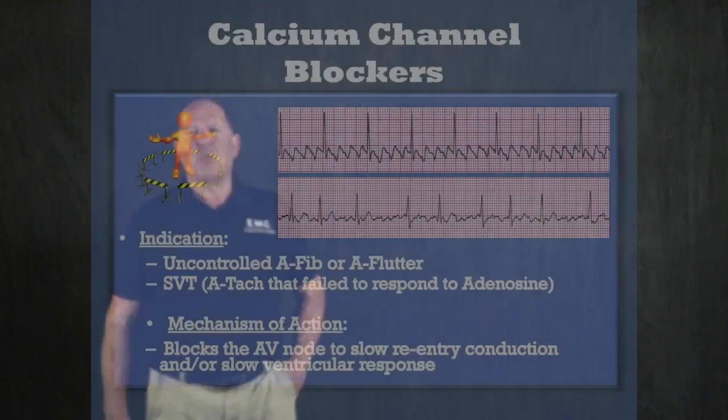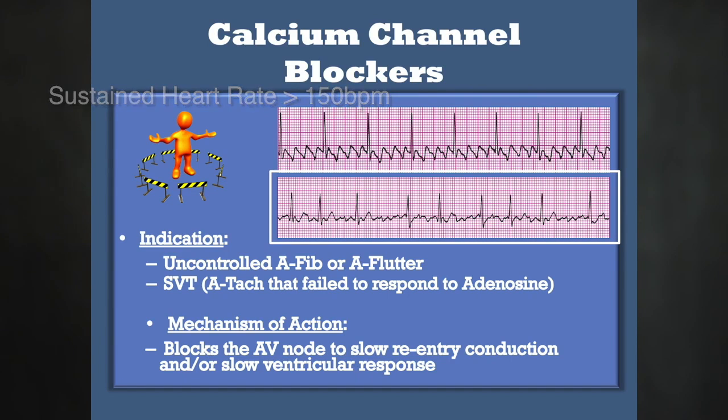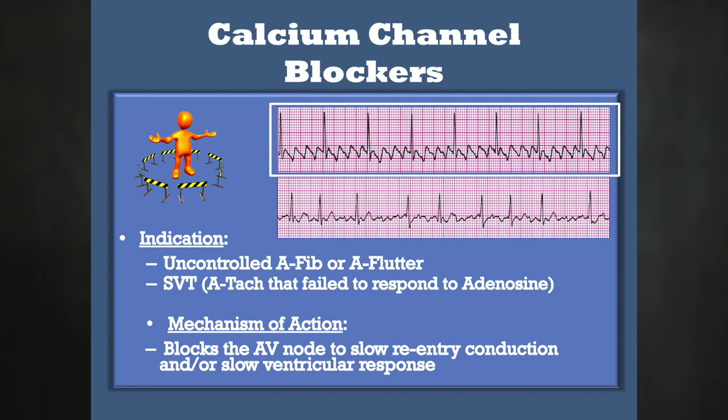If the patient has one of these two arrhythmias that's at 150 or greater sustained, that would be either atrial fibrillation or atrial flutter, adenosine just doesn't work. So we need to use a calcium channel blocker as recommended by the guidelines, or even a beta blocker at the physician's discretion. What we're trying to do really is slow the heart rate down and then allow the cardiology folks to determine what to do with them long term after that.